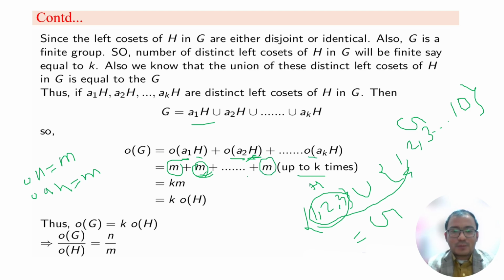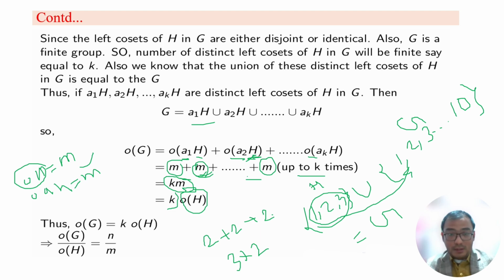Suppose we have written 2 plus 2 plus 2, then simply you can write 3 times 2. Like this, here k times, so m appears k times, so k times m is written here. Here k is the number of cosets, and m is the order of S, as we discussed.